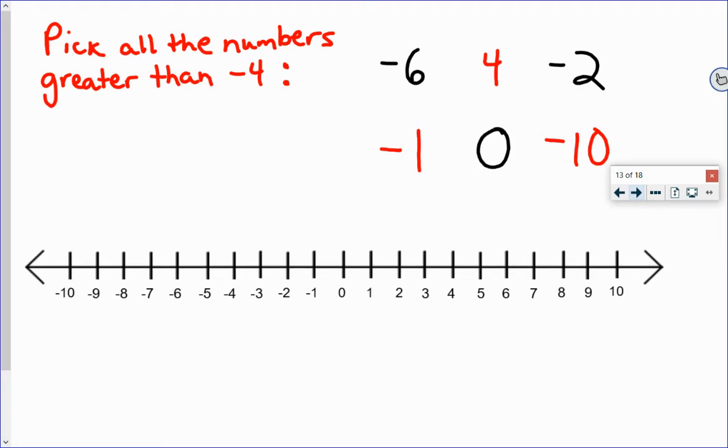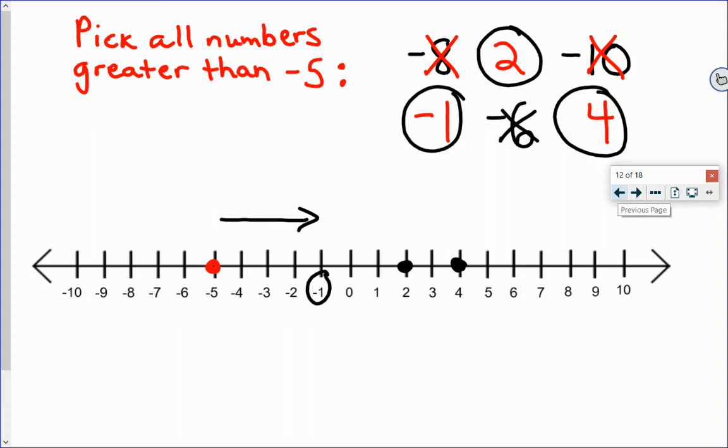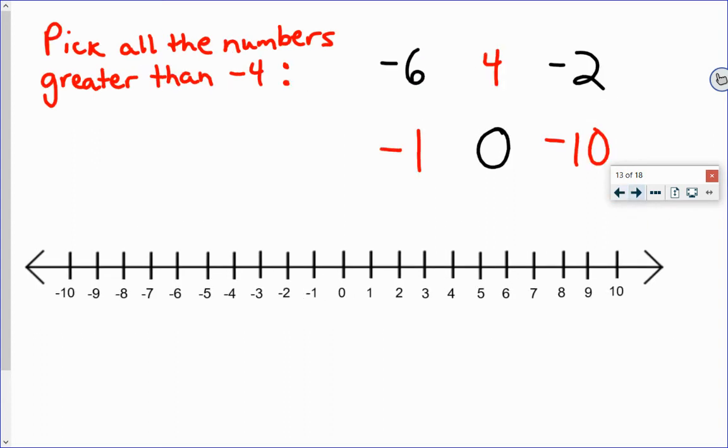All right, which one of these are greater than -4? Well, here's -4. And if they're greater than, they have to be this way. If they're less than, they've got to be this way. Okay, so that's less. And this is greater.